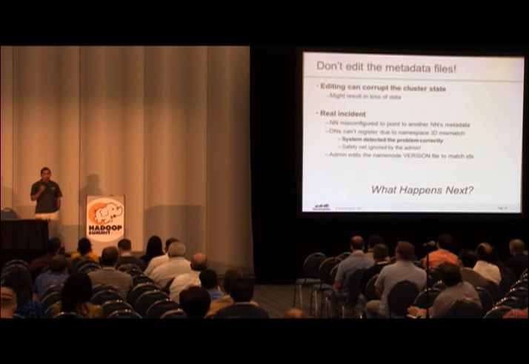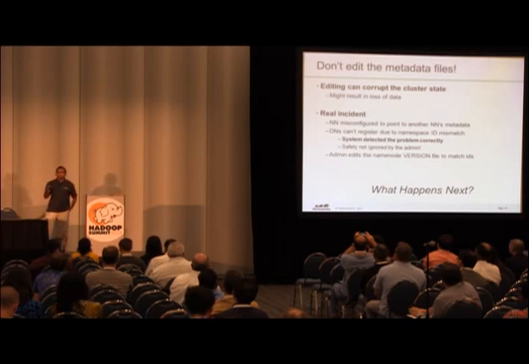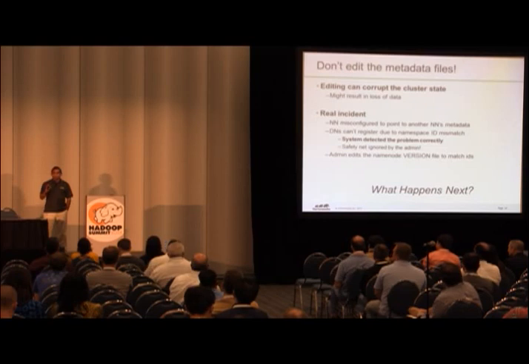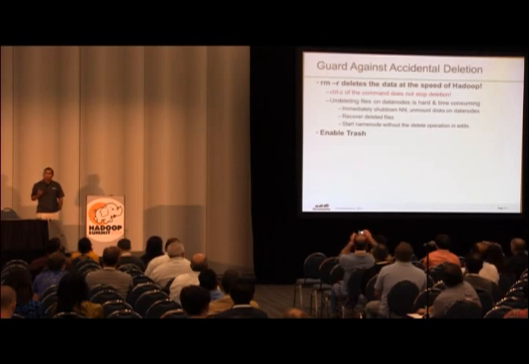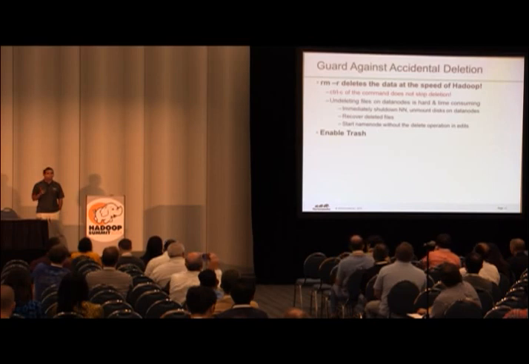The name node thinks that it has a set of blocks. Data nodes say they have another set of blocks. Name node says all these blocks are not necessary, just delete them. So this resulted in data loss. So please do not edit metadata files unless you have looked at the code and you have run some tests. My recommendation is not to edit it. Also, guard against accidental deletion. This is another case where a lot of support issues come up. Some users issue a remove -r command to a wrong directory and delete the data.